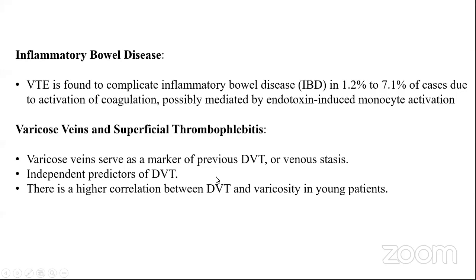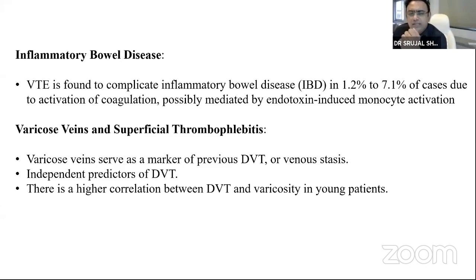Wait. Yes, ma'am. You want to say something? No, it's okay. The line that varicose veins serve as a marker of previous DVT is not a right statement. It has to be changed, otherwise you will have a wrong impression. There is about a 10% chance of increased DVT in patients with varicose veins, but they are not a marker of previous DVT. Not all varicose vein patients will have DVT in the past. Okay, so it has to be corrected. Okay.